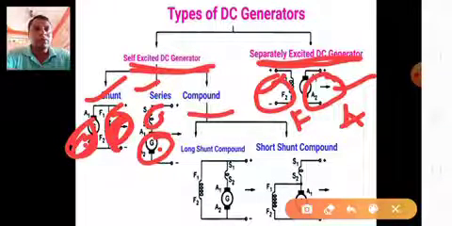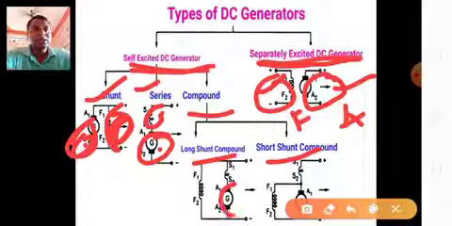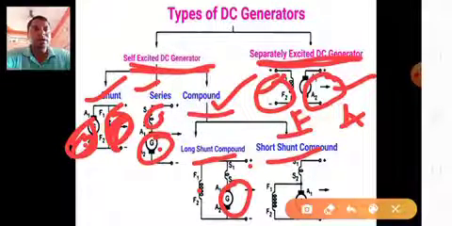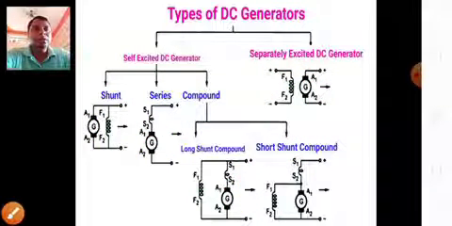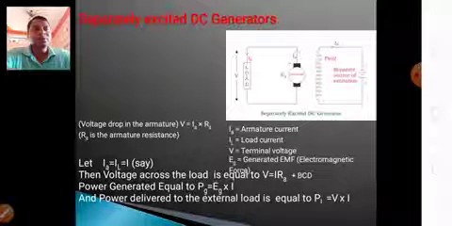Compound means two types: long shunt and short shunt. Here the armature is connected in series with the series field and both are in parallel, so it is called a compound generator, right? So these are the different types of DC generators: separately excited DC generator and self-excited DC generator. The self-excited DC generators are again classified into three types: series, shunt, and compound generators. Again, the compound generator is classified into two types: long shunt compound generator and short shunt compound generator.